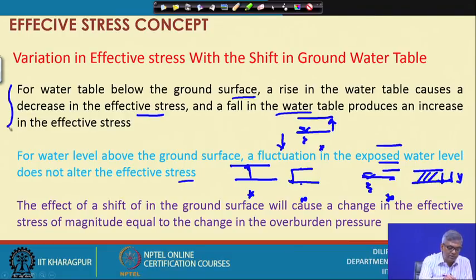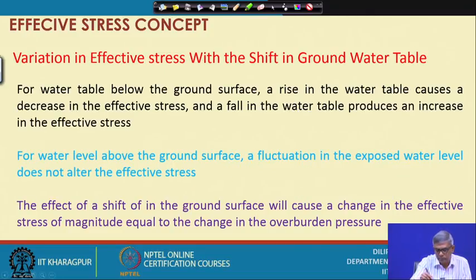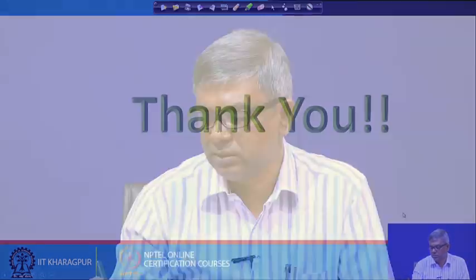So, these 3 points: when the water table inside the ground goes up, effective stress decreases; when the water table goes down from the original ground level, effective stress increases; and for water table above ground level, any change does not make any change in effective stress. And of course, a change in ground level itself will cause a change in effective stress. If overburden is added, the effective stress increases by that overburden, and if the overburden decreases, then the overburden pressure is subtracted. That is the thing shown here. With this, effective stress is complete. Thank you.